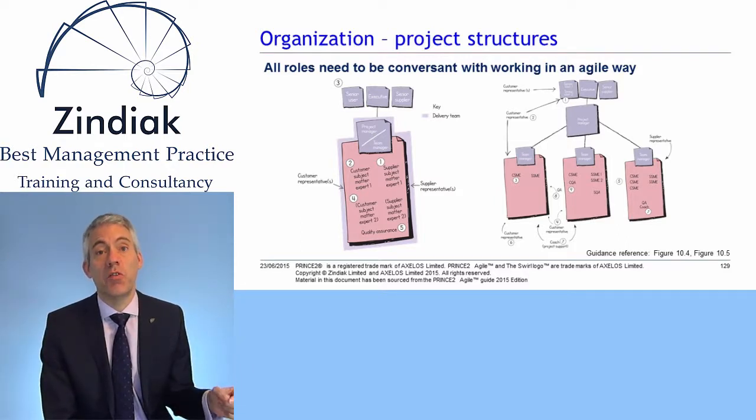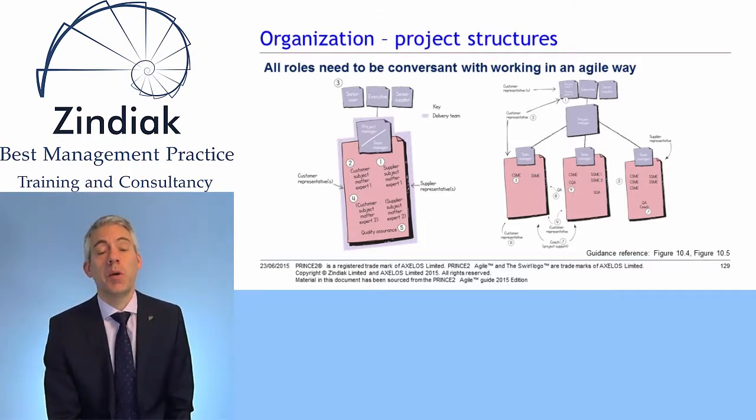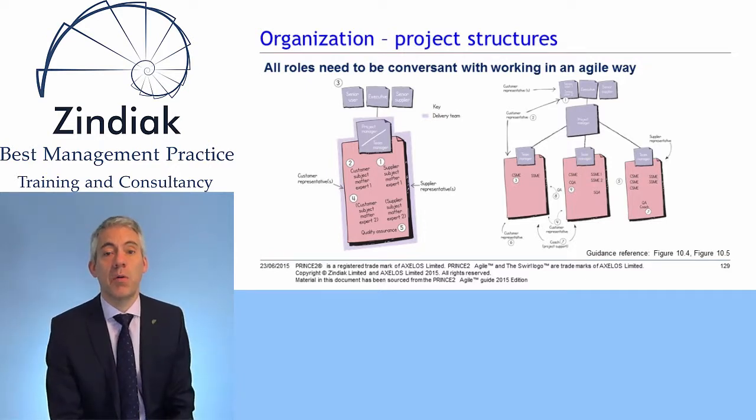And on the bottom, we can see quality assurance. And as I said before, the assurance role is a role that's really outside of the delivery team. It needs to be independent of the people delivering, so we don't have the situation where people are marking their own homework.